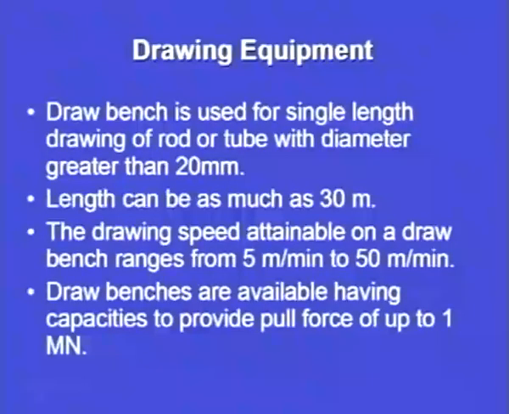So these are all the design aspects of the draw bench: what the diameter of the tube or wire can be, what the maximum pull force that can be exerted is, what the length of the wire that can be drawn is, and what speed the draw bench can operate at. All these equipment details help to decide what type of material can be drawn, what shape of material can be drawn, and what size of material can be drawn using the draw bench.